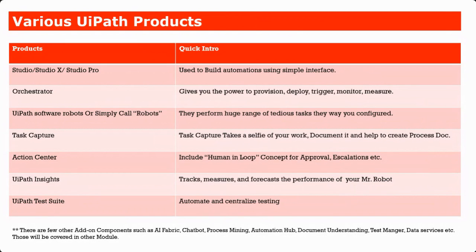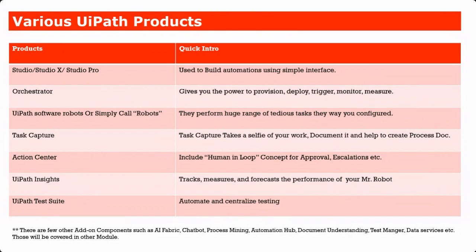Not only this, once you deploy a bot, you also try to calculate the ROI of your process, because you are putting money into buying an enterprise license. You are putting money into building a bot for you, but you also need to measure that it's giving some return and saving some dollar value for you. In those scenarios, UiPath Insights is a tool that forecasts and gives the performance of your robot.